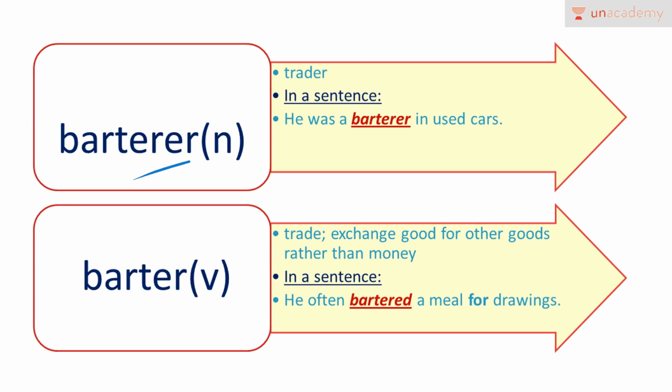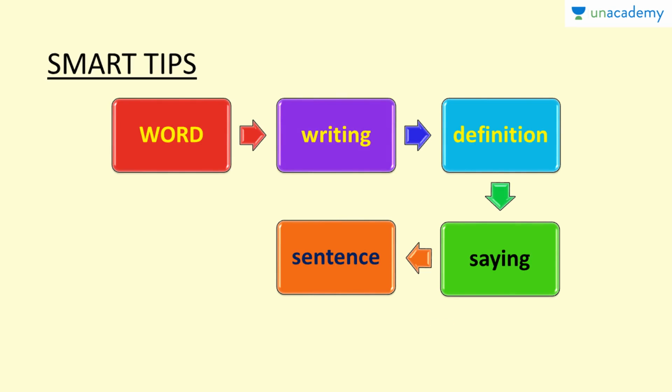Barterer is a noun, which means a trader. So in a sentence, it would read, he was a barterer in used cars. Next one, barter, verb, which means trade, exchange goods for other goods rather than money. So a sentence would be, he often bartered a meal for drawings.